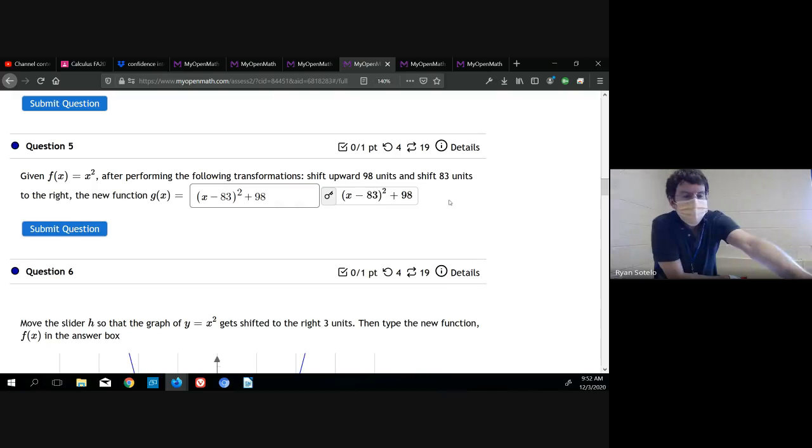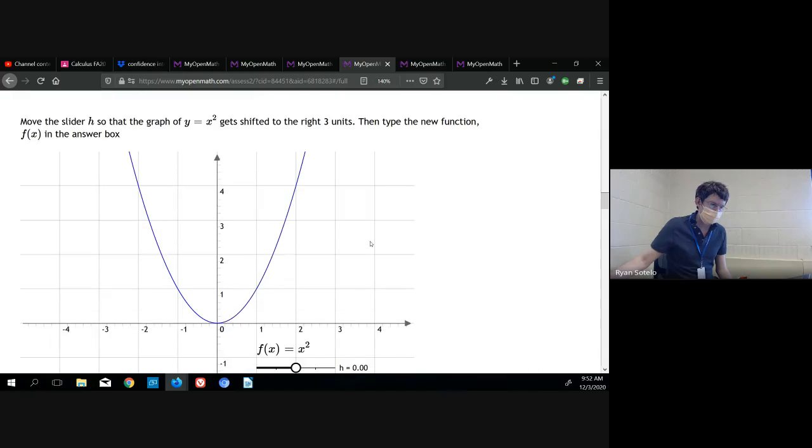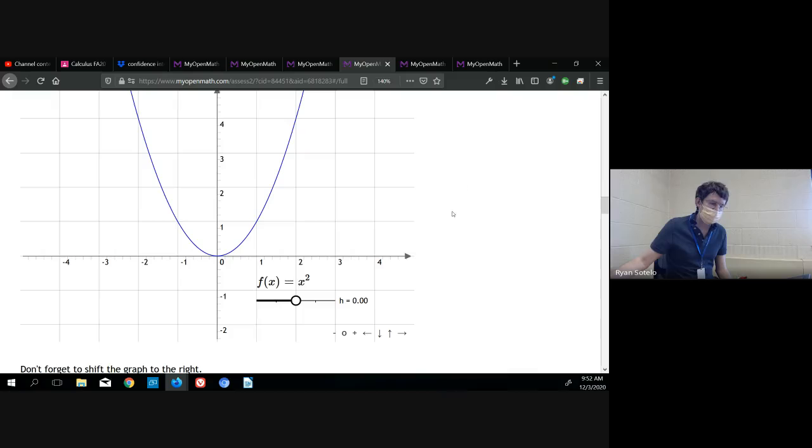Oh, I got it down. Number 6? This one? Yeah, use the slider. And then pretty much just type what it tells you when you got it right. How do I know when I have the slider right? Well, what does it tell you to do? Read the sentence above the graph. Move the slider h so that the graph of y equals x squared gets shifted to the right 3 units, then type the new function in the answer. So move the slider to the right 3 units. And then just copy the equation.